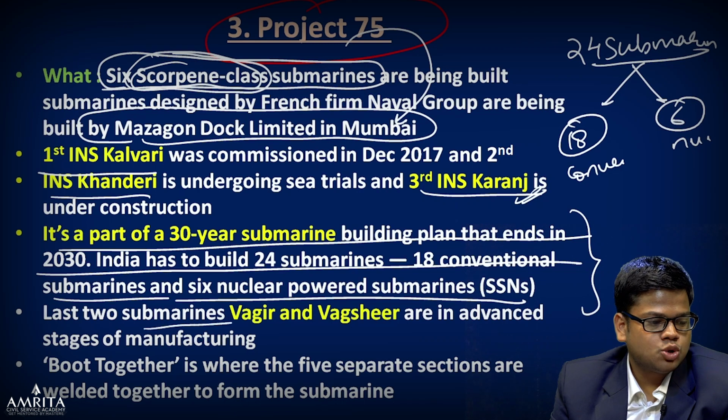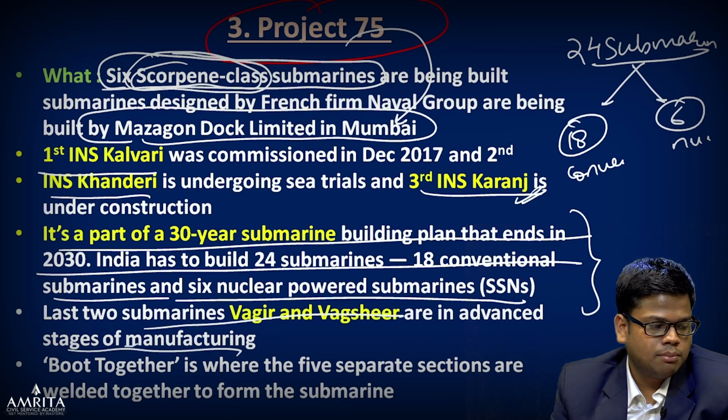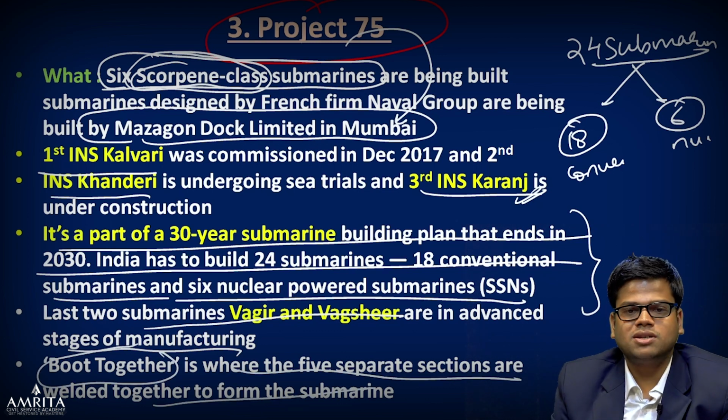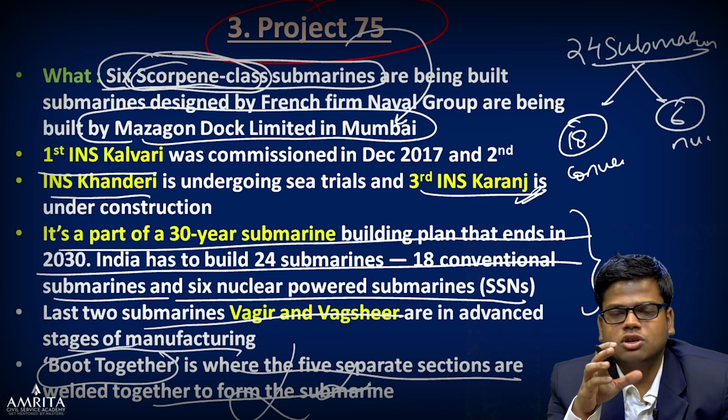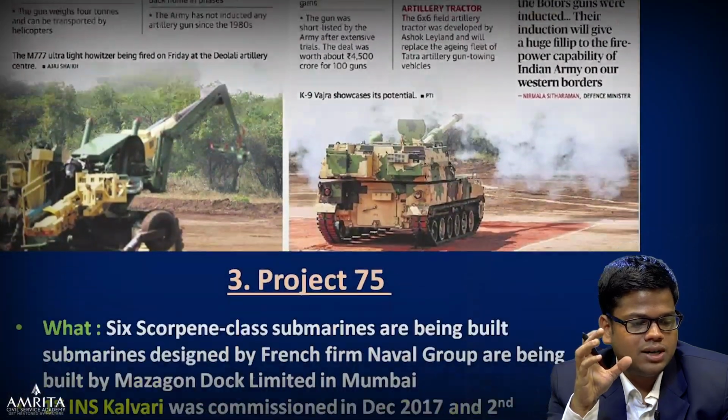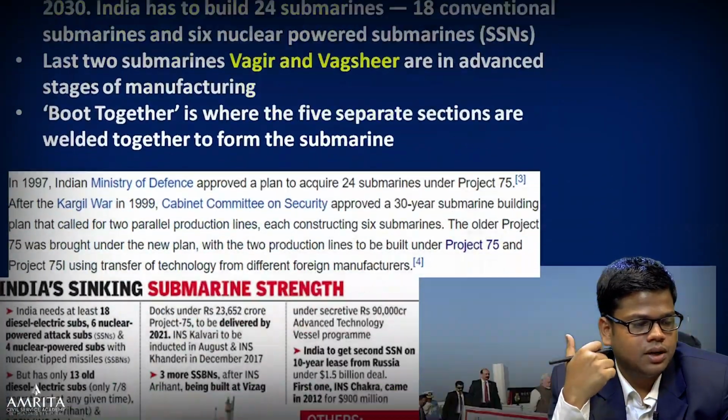Next, the last 2 submarines, Vagir and Vagsheer, are also at an advanced stage of manufacturing. Put together is the place where the 5 separate sections are welded together to form a submarine. Not important. Just remember, if the question comes, put together means where it is finally assembled, right?